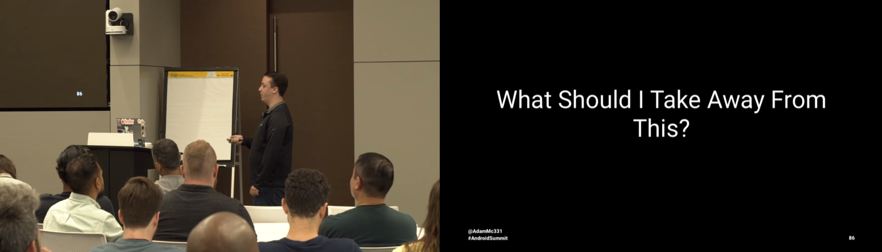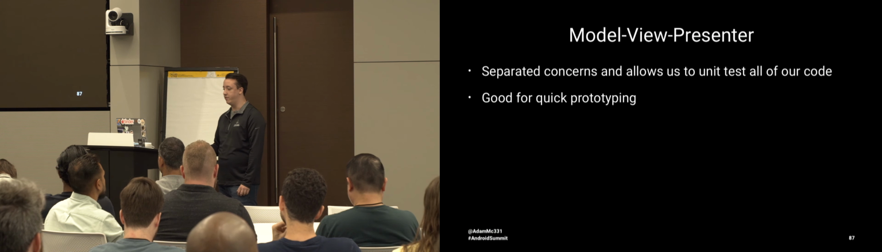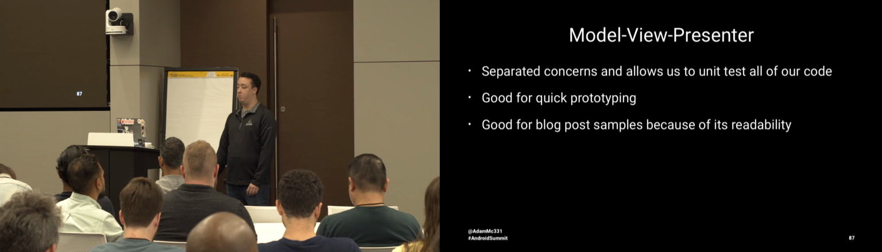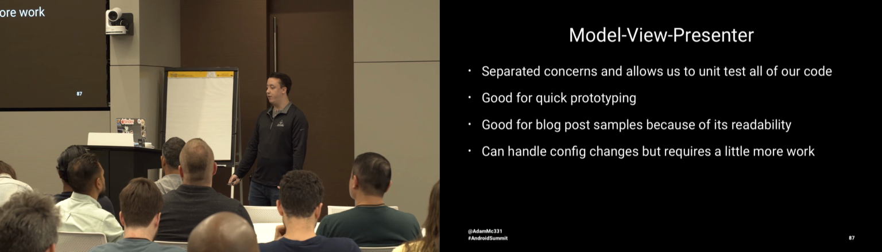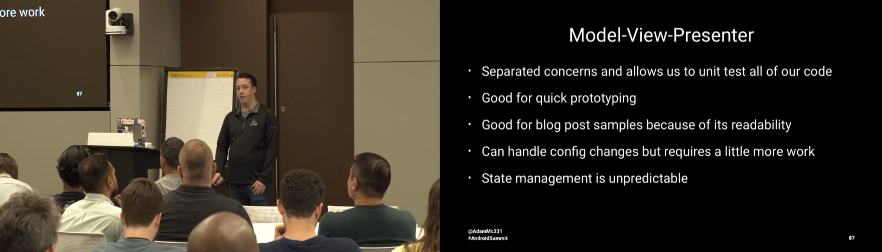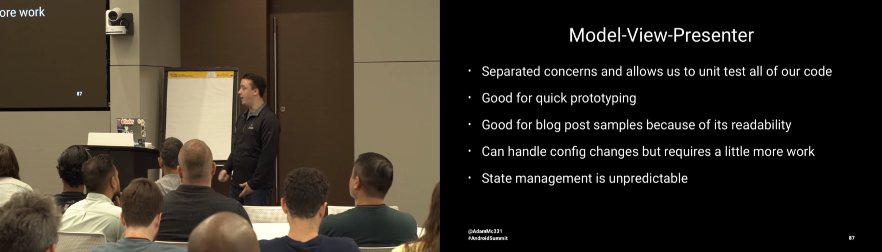So what should you take away from this? Let's recap each of these patterns. So Model View Presenter, it gives us separated concerns for unit testing everything. It's good for quick prototyping because it doesn't require a ton of setup. If you are someone who likes writing or you're just building a quick sample, it's really good for that because of its readability. Config changes are handled, but does require a little more work. And state management is unpredictable, which depending on, again, the size and complexity of your app, that might be a deal breaker.